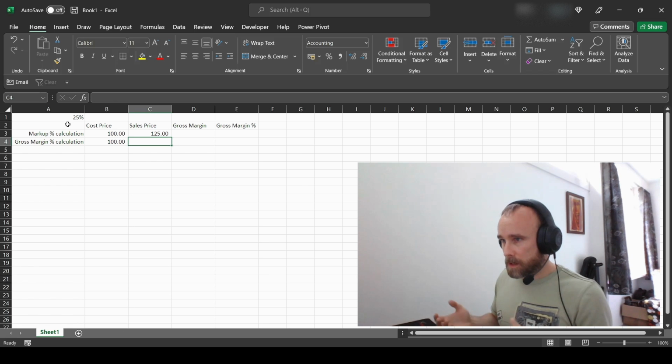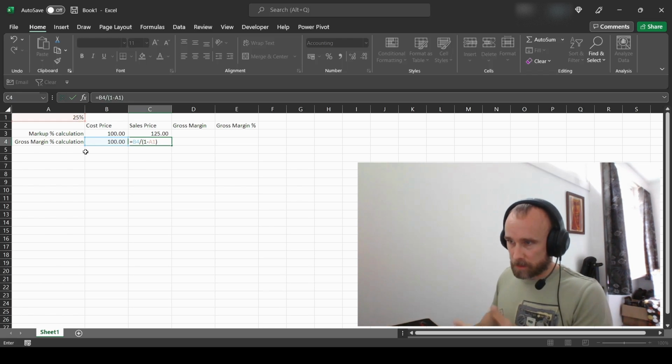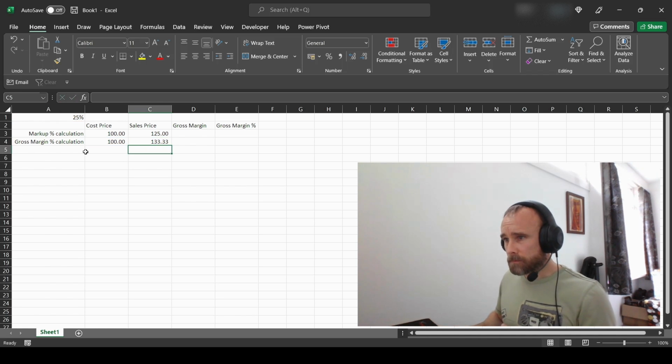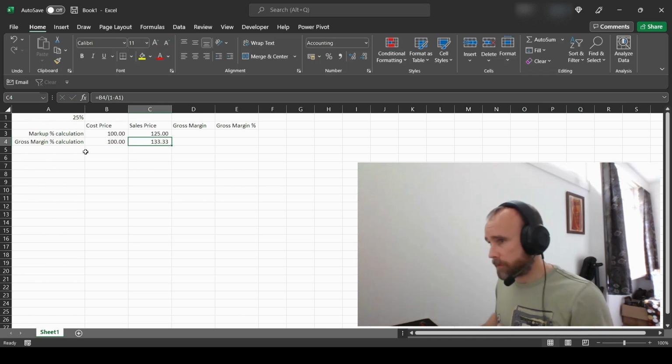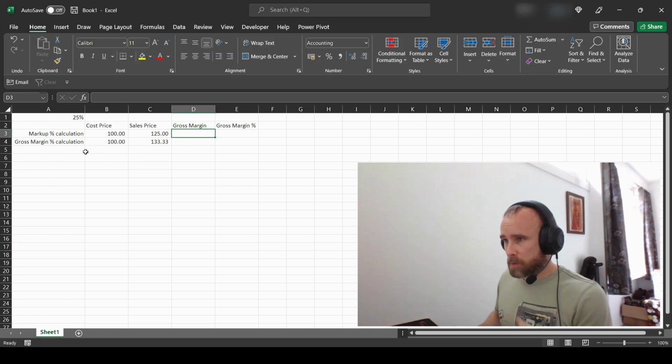and then the gross margin percentage calculation or formula, very different, equals £100 or the cost price divided by 1 minus the percentage figure, which, as I explained earlier, as a fraction or as a decimal would be 0.75, which then gives you a selling price of £133.33.